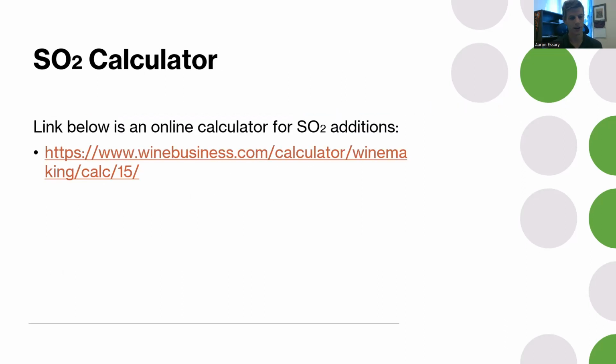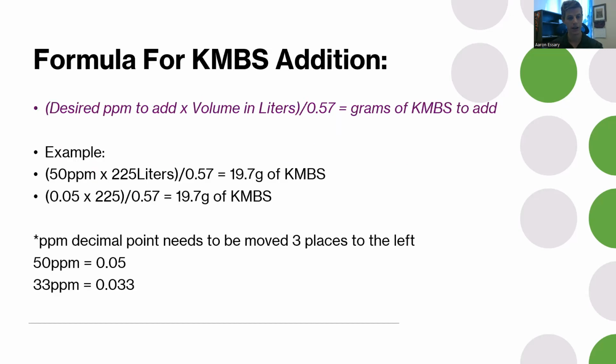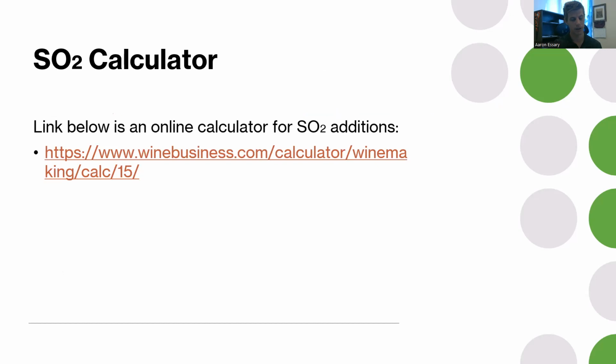If you don't want to do it longhand, this is a calculator. This link will take you to an online SO2 calculator. You just plug in your ppm and your volume, and it will give you how much to add. I do recommend using it longhand though, because you check your work. A lot of people do use a calculator. Just make sure your numbers are correct, your gallons or your liters are correct, and everything is kosher.